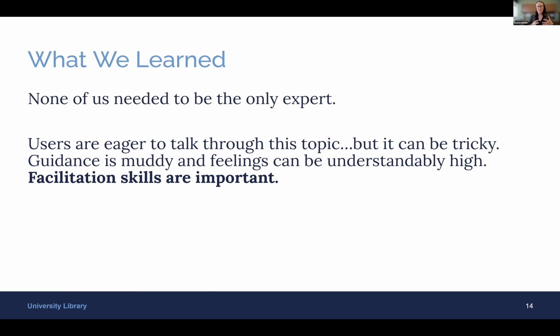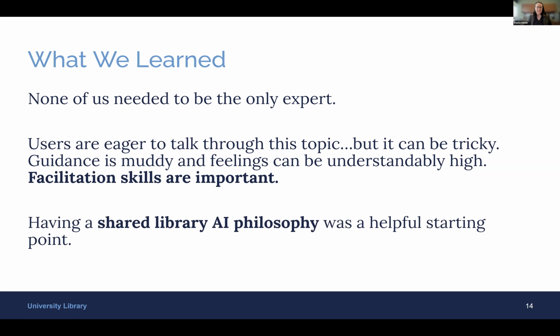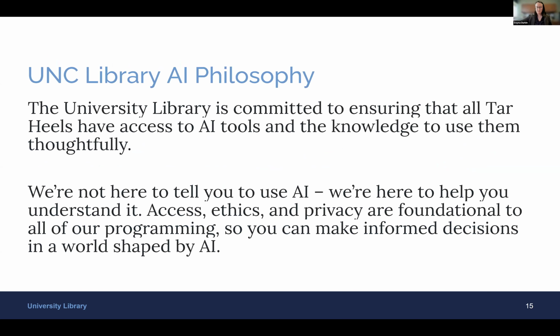Again, it's some soft skills, redirecting if needed, validating people's feelings, keeping the conversation moving. But those are things we already know how to do as instruction librarians. And so it's just a new venue for those same skills. And then we also, with our library leadership, developed what we called a shared library AI philosophy. And that was a really good, helpful starting point for each workshop. We show it at the beginning of all of our workshops related to AI. And it's a good way to articulate our values, our approach, and set the framework for how we as a library approach AI. And here is the philosophy itself.